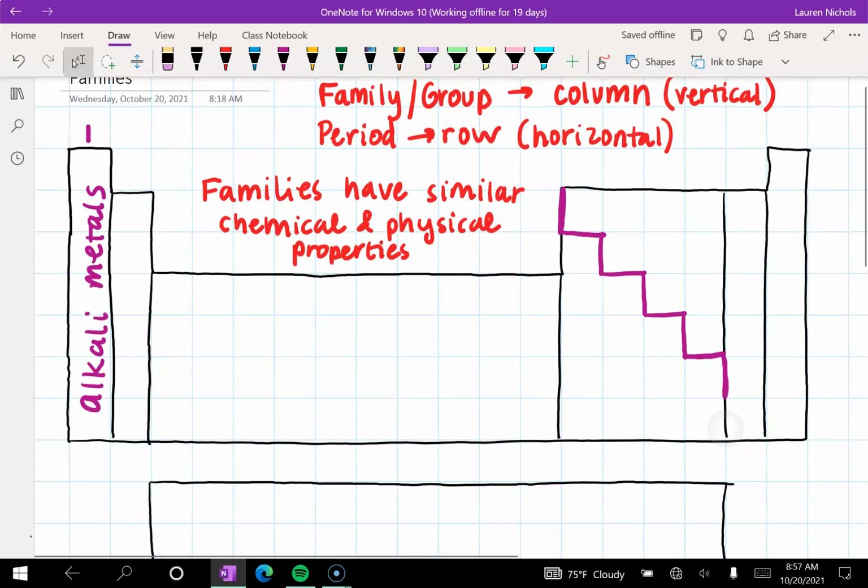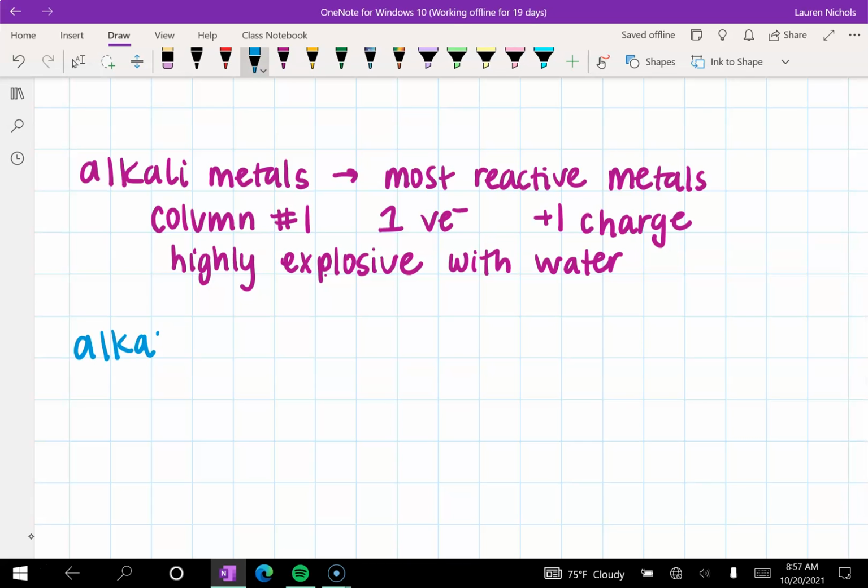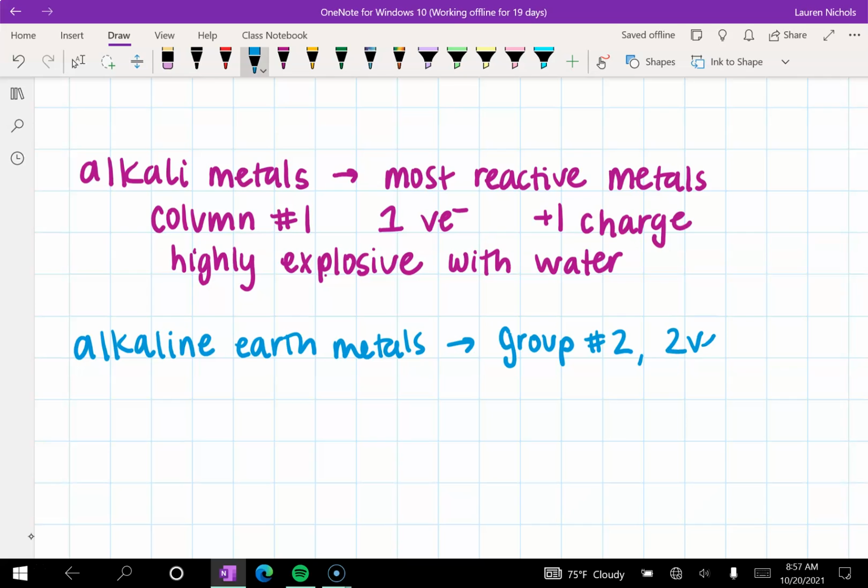Now, the second family that we want to talk about are similar. They're in column number 2. Okay, so they're in column number 2, and they have a similar name, but it's the alkaline earth metals. Okay, so we have the alkaline earth metals. So with the alkaline earth metals, there's not too much that you really need to know about them. They're metals. They're in group number 2. They have 2 valence electrons, and they always form a positive 2 charge. Okay, but that's honestly about it.